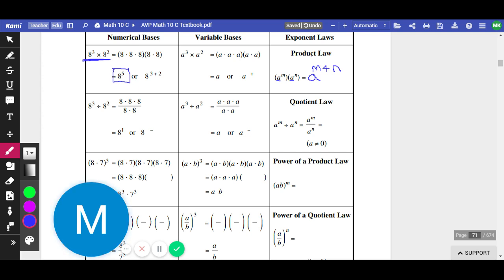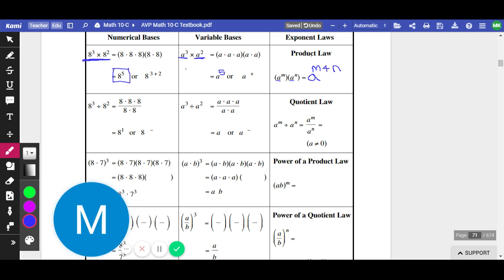How it works with letters. If you had a to the power of 3 times a to the power of 2, you would just add the exponents to become a to the power of 5. You have to have the same base for it to work.